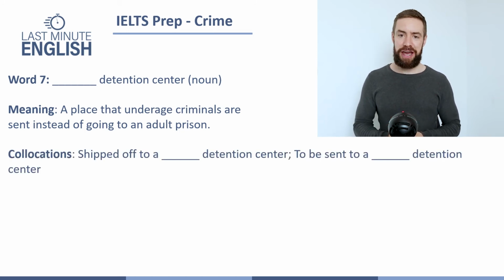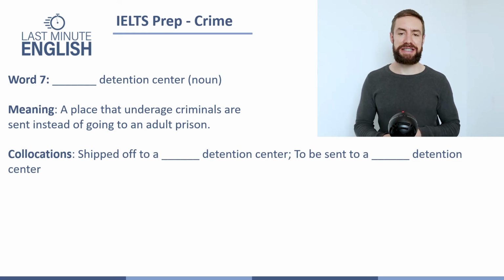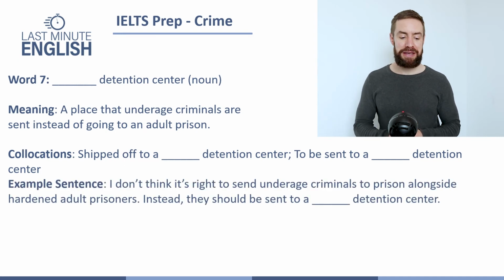And we have some collocations. So shipped off to a detention center, to be sent to a detention center. An example sentence. I don't think it's right to send underage criminals to prison alongside hardened adult prisoners. Instead, they should be sent to a detention center.